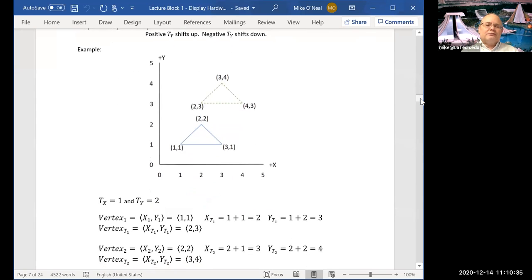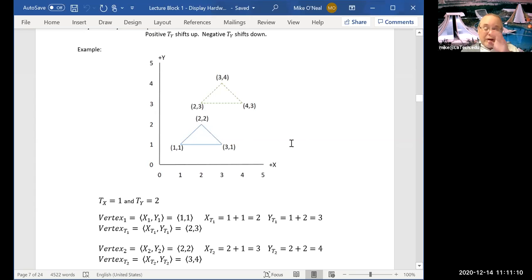So for example, here is an original polygon, a triangle, and we are going to translate it in X 1 and in Y 2. So we're going to move it over 1 in X and up 2 in Y. Essentially, the base was at 1, 1. Well, now it's at 2, 3 because you moved it over 1 and up 2. So 1 plus 1 is 2, and 1 plus 2 is 3, and that's how this point becomes that.